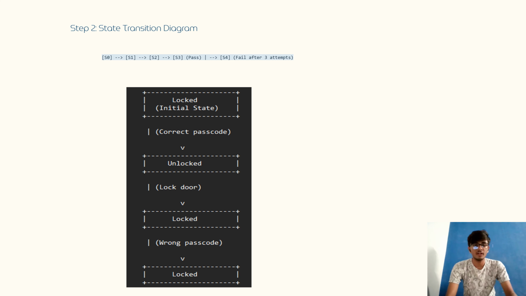State 0 to state 1, state 1 to state 2, state 2 to state 3, and if state 3 is passed, unlock the door. Otherwise, state 4 is fail after 3 attempts, locked. There is a diagram of the state transition. Lock is the initial state. Enter a passcode. If the passcode is correct, unlock the door. Otherwise, lock the door. And after failing 3 attempts, lock the door.